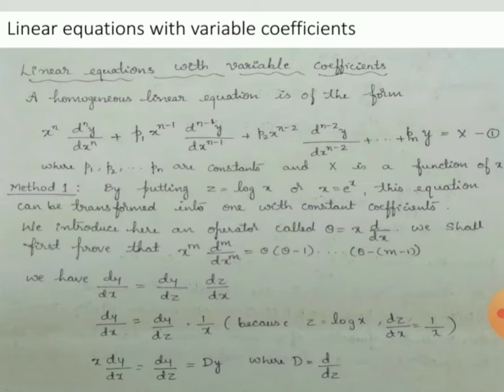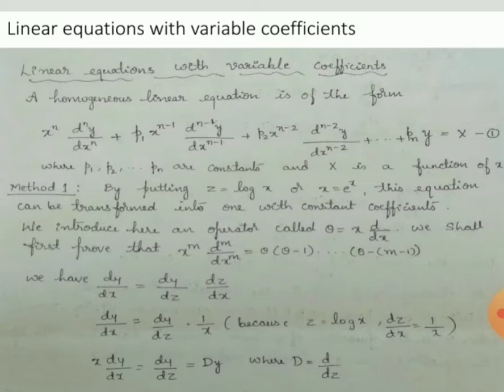This equation can be transformed into one with constant coefficients. We introduce here an operator called theta = x d/dx. Try to remember here, theta is x into d/dx. There is no dy or dz, okay, dy/dx is not here. Theta y can be written as x dy/dx, and theta z can be written as x dz/dx. So theta = x d/dx.